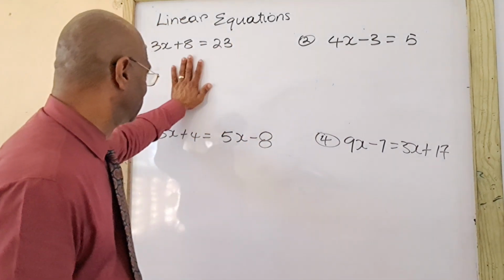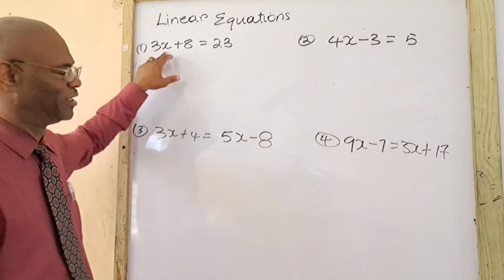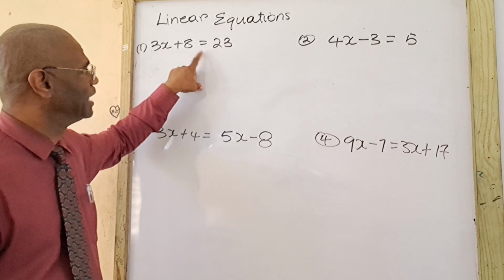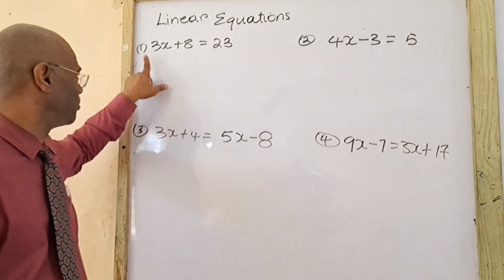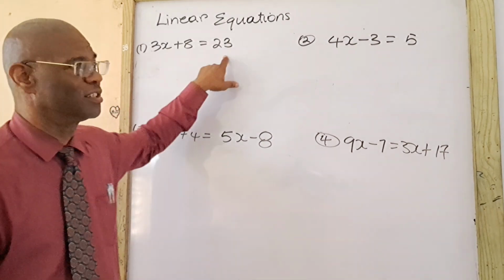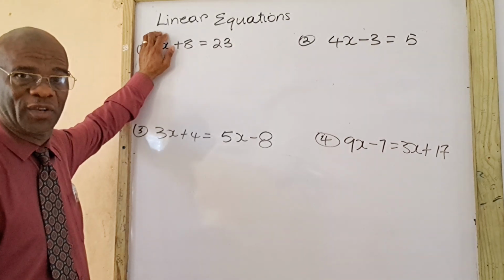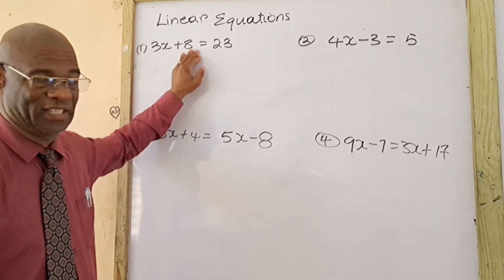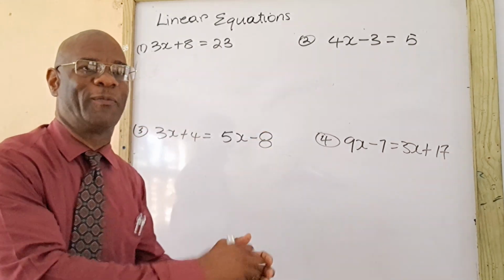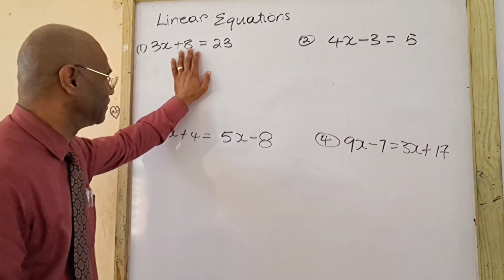So we want to find the value of x in this case. We are saying 3 times a number plus 8 gives us 23. So 3x means 3 times a certain number, plus 8, equals 23. In order for us to find the value of x, we must first get rid of this 8, because it is basically in the way. We have to get rid of them one by one.